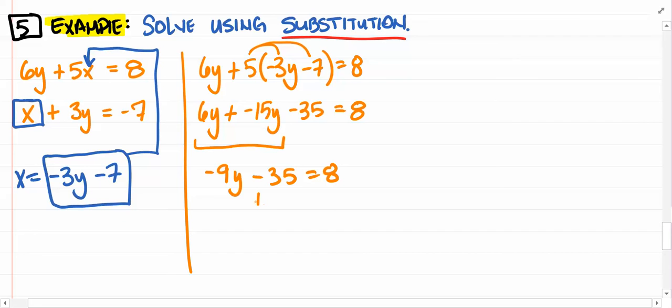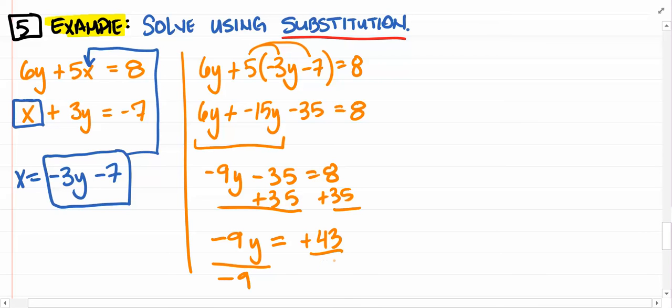All right, I'm going to add 35 to both sides. So I get negative 9y is now equal to positive 43. And then I'm going to divide both sides by negative 9. So I get y is equal to negative 43 divided by 9.